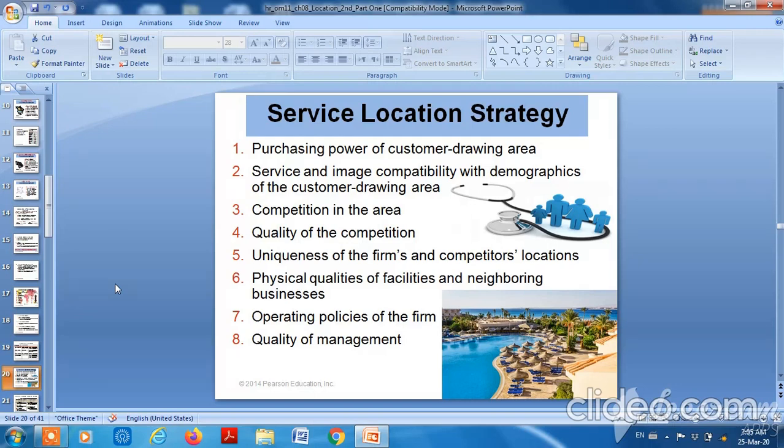3. Competition in the area. 4. Quality of the competition. 5. Uniqueness of the firms and the competitors' locations. 6. Physical qualities of facilities and neighboring businesses. 7. Operating policies of the firm. 8. Quality of the management.